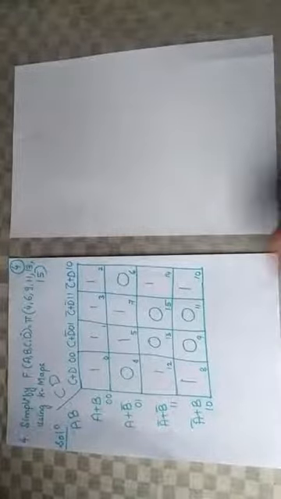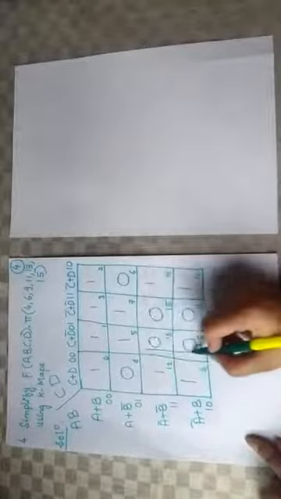We have to first check as per the rules whether there is any octet. Octet means 8 zeros together. So in this particular K-map, we do not have 8 zeros, so there is no possibility for octet. Next, we need to check for quad. 4 zeros together. Yes, we do have a possibility over here. We can group these 4 zeros together. Okay.